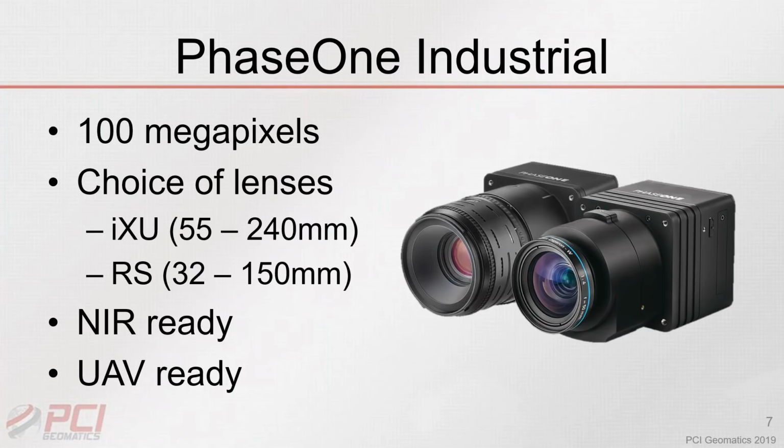Here's a picture of what the PhaseOne camera system looks like for aerial. It's a 100 megapixel sensor. You have a choice of lenses ranging from 55 to 240 or 32 to 150, depending on the type of lens that you're going with. They offer two different options. Both NIR and UAV capabilities are possible. It's possible to add the proper filters for collecting NIR, and because of the lightweight nature of this camera system, it's also possible to mount it on a UAV for collecting imagery using that kind of platform.